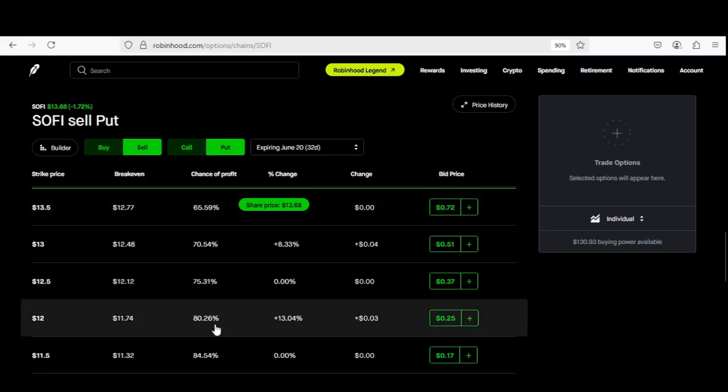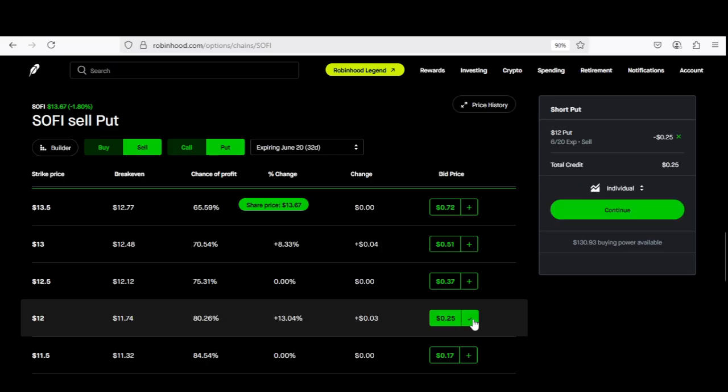Why is this important? Well, this is important because this tells you there's an 80% chance that this trade is going to go in your favor. Now, in addition to your $12 strike price, so 80% chance of profitability, you're going to get paid for this option strategy. The amount you're going to be paid is going to be 0.25 or $25. Each option contract contains 100 shares. So you simply multiply 0.25 by 100, and that's going to give you $25. Now, go ahead, let's click into that.